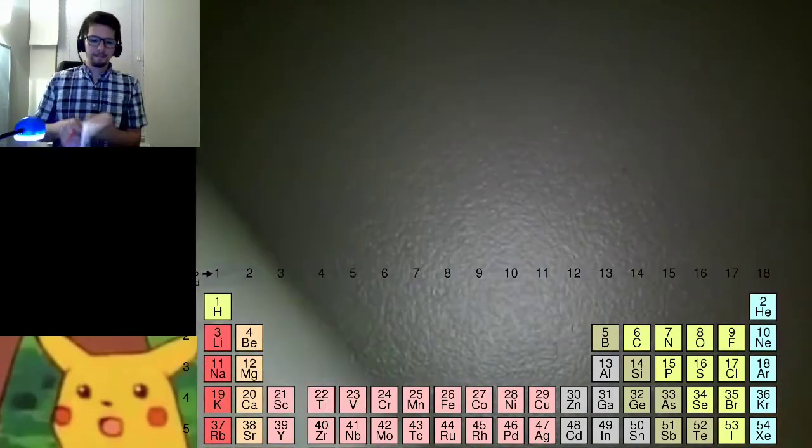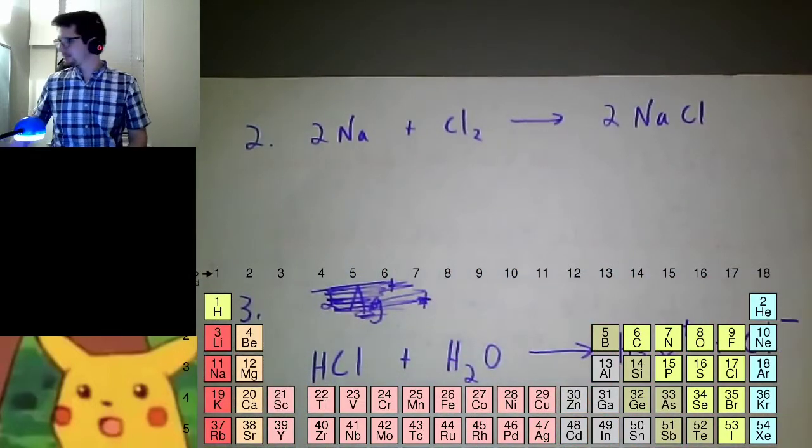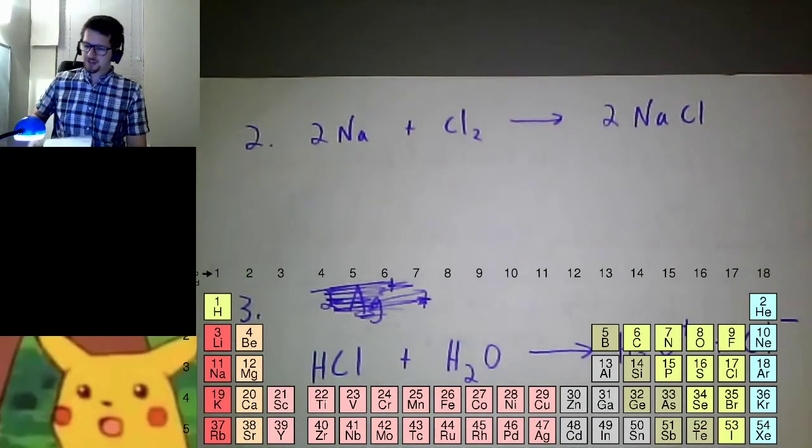Let's look at another one. 2 sodium plus chlorine gas gives us 2 sodium chloride.